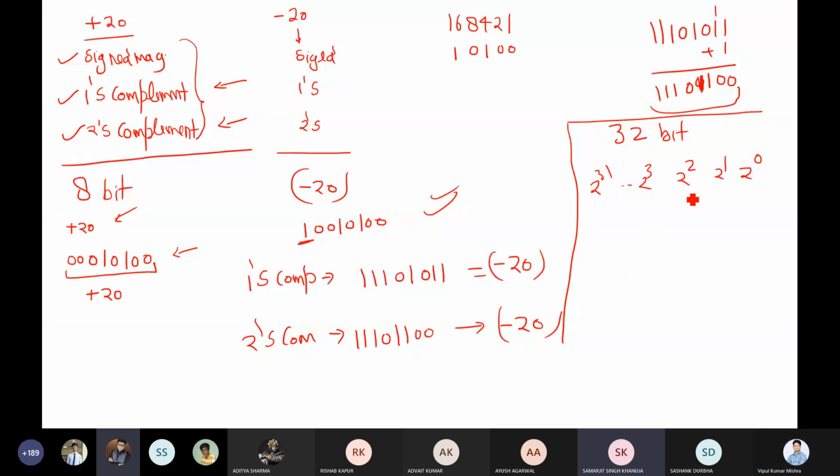Getting? Yes, sir. Ultimately it's a power of 2, not 1, 2. So you can say it is 1, 2, 4, 8, 16 and so on. So it will be 2 to the 31, whatever number will come.